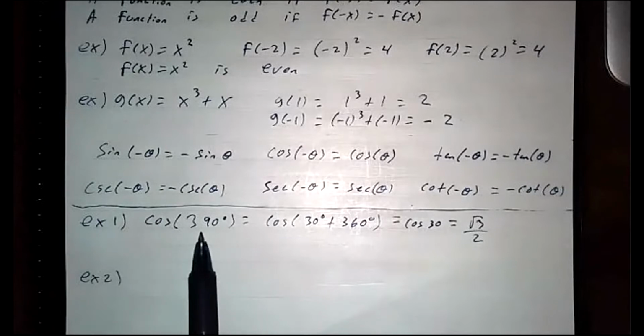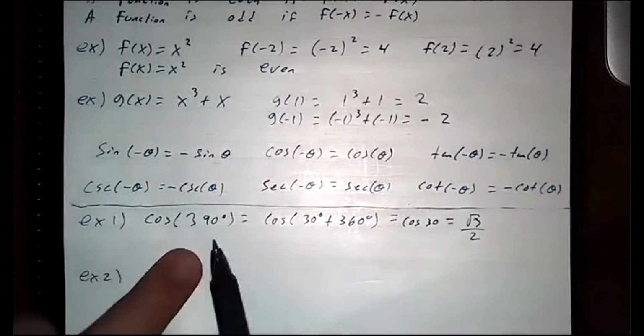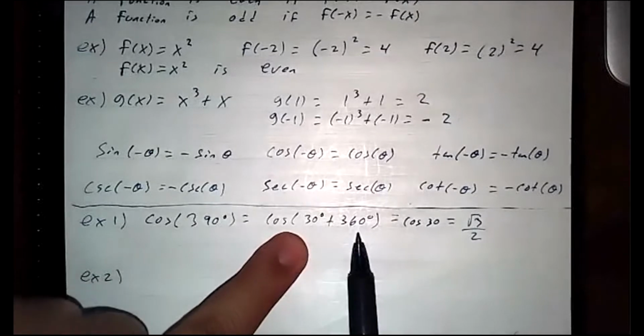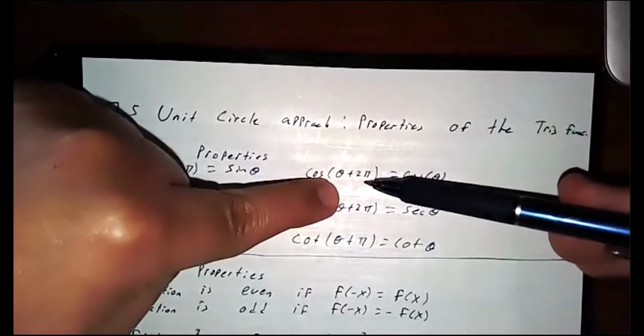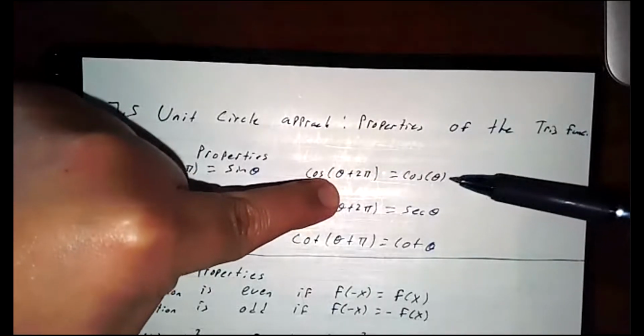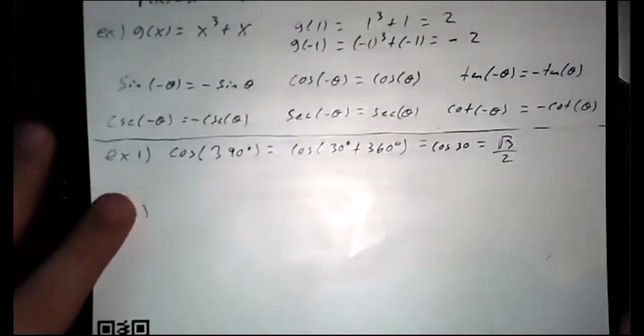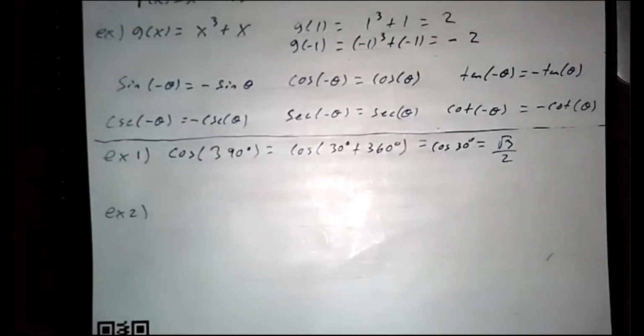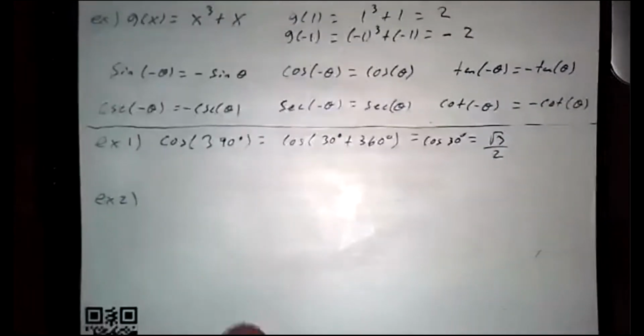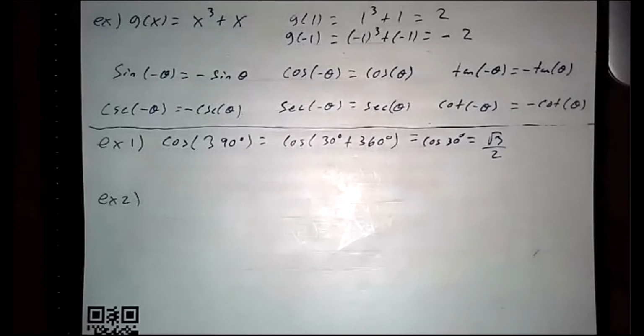So instead of just doing a coterminal, you can just say, you know what, I'm going to break off 360 degrees, and remember that up here, theta plus 360 is the same as just theta. So just change it. I feel like they're saying the same thing in a different way. Any questions? Example 1.